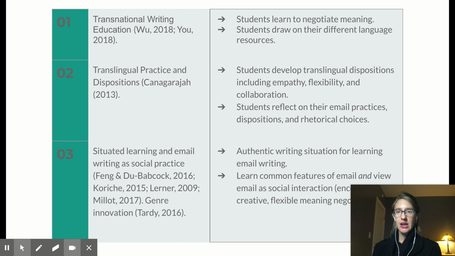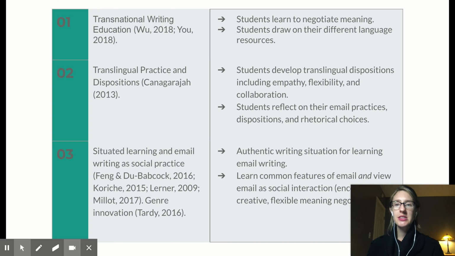So on the screen, I have some different theories that have informed this assignment. I'll just briefly walk you through it. So in terms of transnational writing education, this deals with negotiating meaning and drawing on all of the different linguistic resources that you have, and students learn this through the assignment.